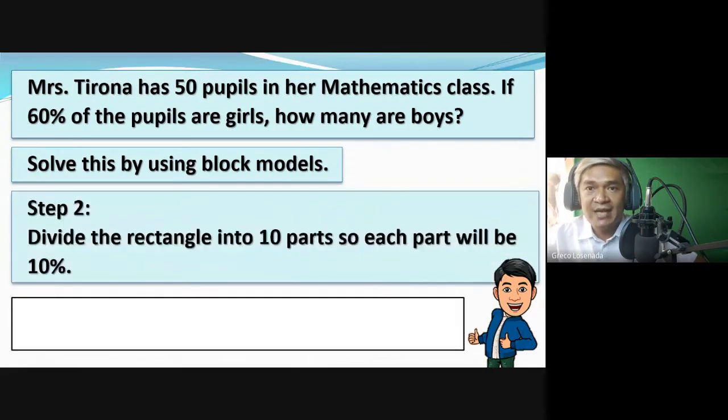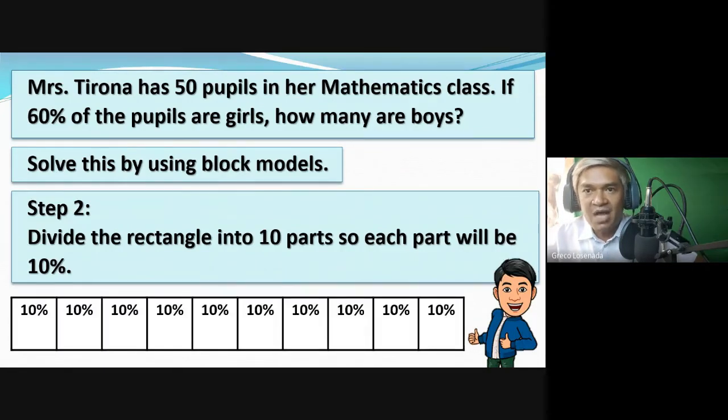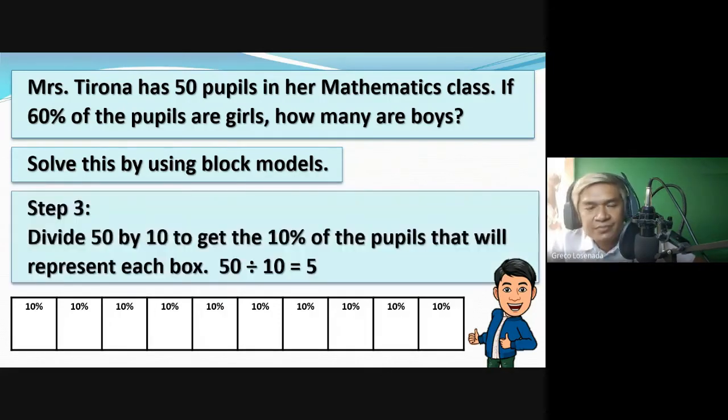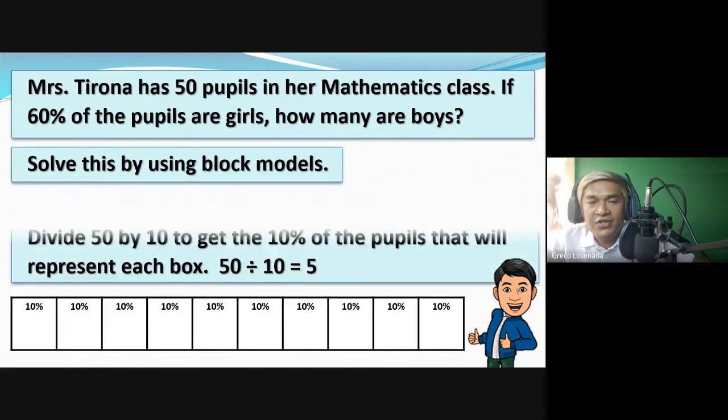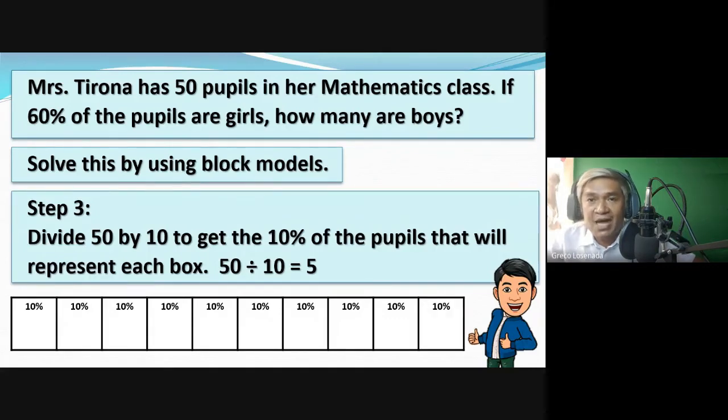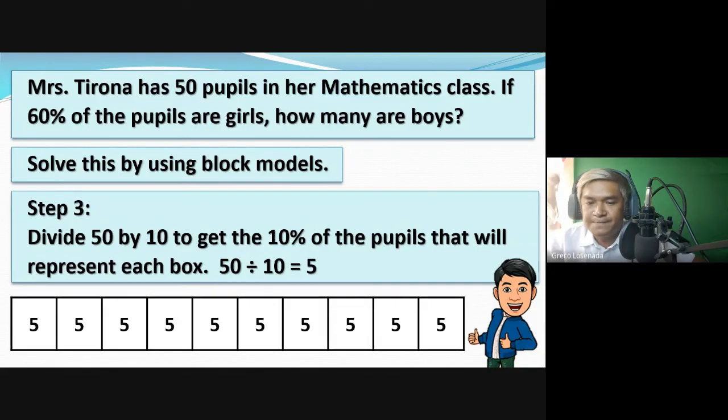Then, let's have the next step. Divide the rectangle into 10 parts, so each part will be 10%. So we have 10 blocks. Each block contains 10%. The third step is to divide 50 by 10 to get the 10% of the pupils that will represent each box. So 50 divided by 10 is equal to 5. So each box will contain 5 pupils.